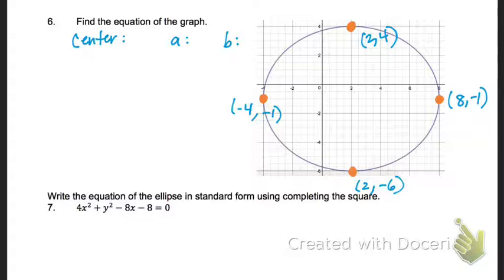Okay, so where did we find our center point? 2, negative 1. And then the distance from the center to that top point is what?